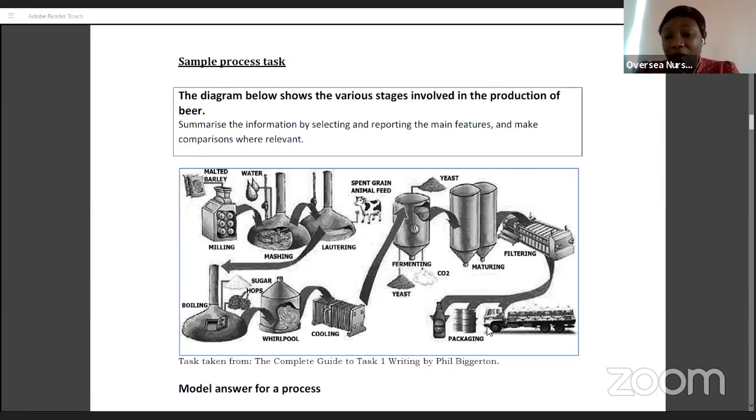Then count the number of stages that are involved, divide them into two, okay? Get a logical start point, get a logical end point, get a middle point as well. So the first stage up will form your first paragraph. The second stage down from that downside will form your second paragraph. And at the end of the day, you have 2 paragraphs for the processes, and 1 paragraph for your overall statement. Are we clear on this one?